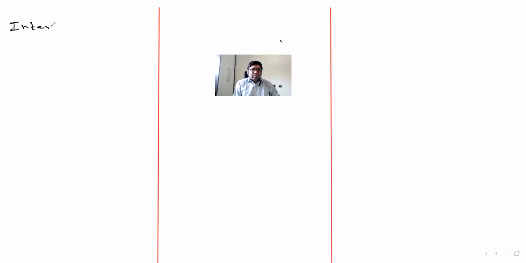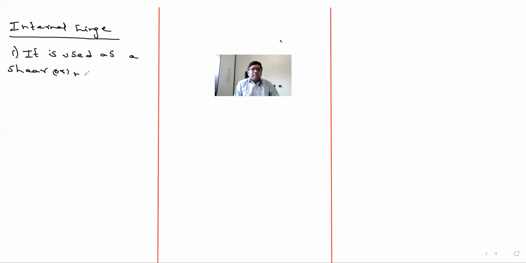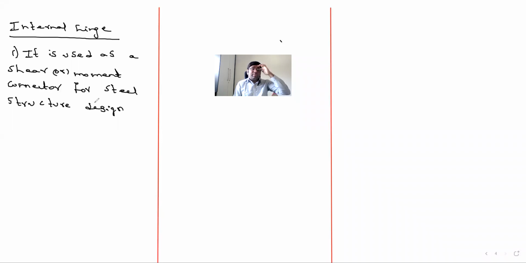Internal hinge. So what is the purpose of internal hinge? It is used as a shear or moment connector for steel structure design. Okay, practical application. This is for steel structure design.